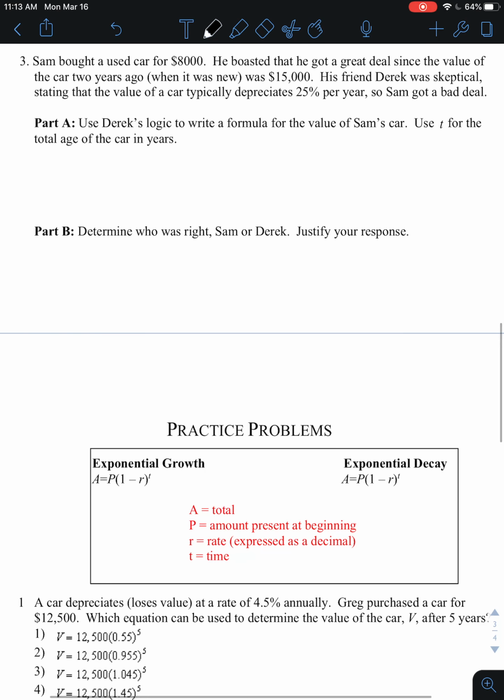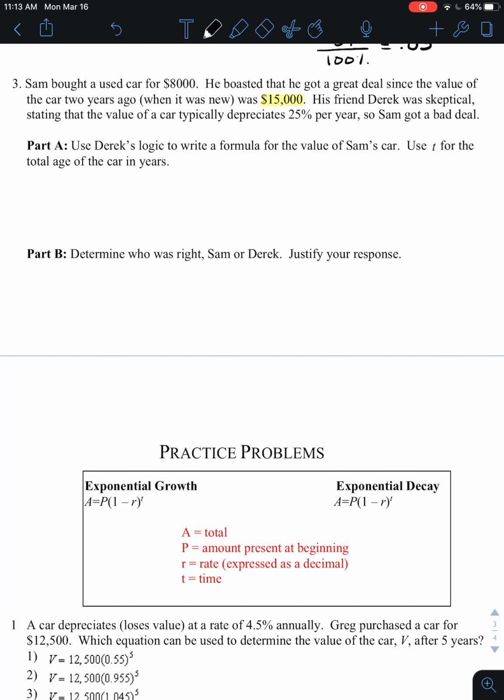Okay, last example together. Sam bought a used car for $8,000. He boasted that he got a great deal since the value of the car 2 years ago when it was new was $15,000. So let's just say that's the initial amount of the car, right? His friend Derek was a little skeptical, stating that the car's value typically would depreciate by 25% a year. So Sam got a bad deal. So Derek's a little skeptical, doesn't think the $8,000 car was a good deal. So use Derek's logic to write a formula for the value of Sam's car. And they want you to use T for the total age of the car in years.